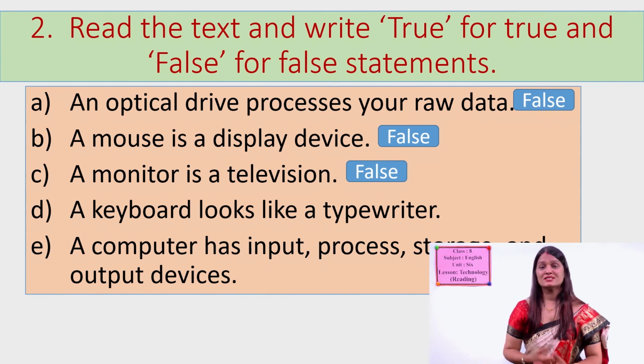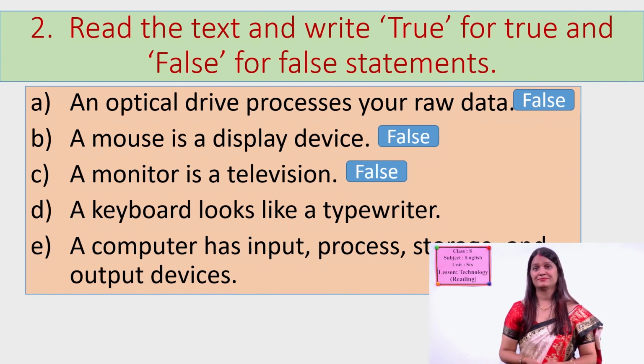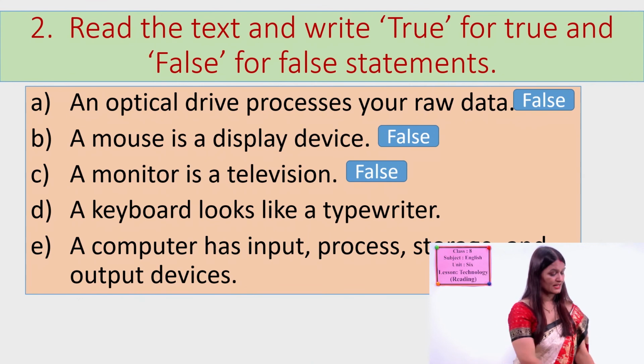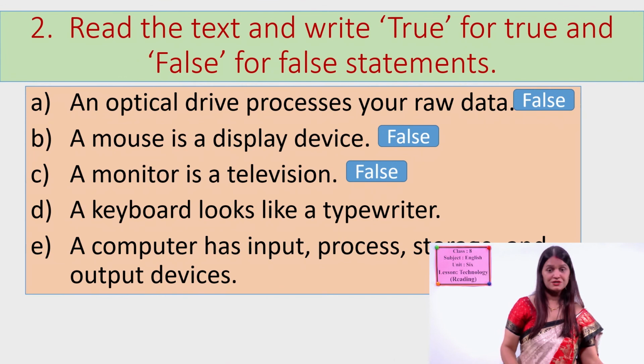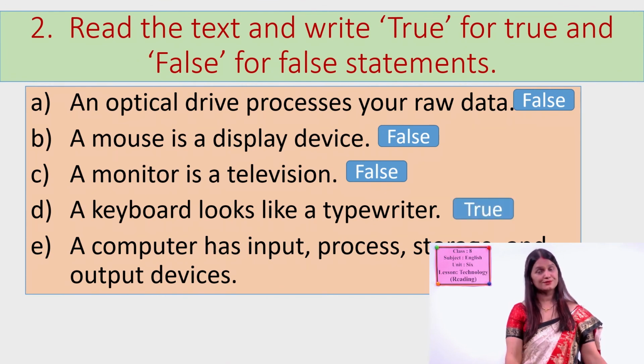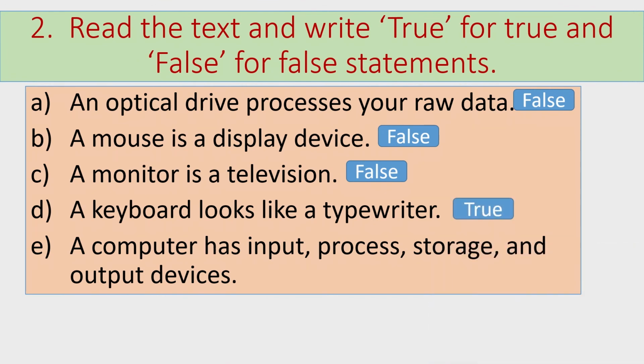A keyboard looks like a typewriter. Yes, it looks like a typewriter. This is true. A computer has input, process, storage, and output devices. What do you think? Yes, it has. A computer has input, process, storage, and output devices. So this is a true statement.